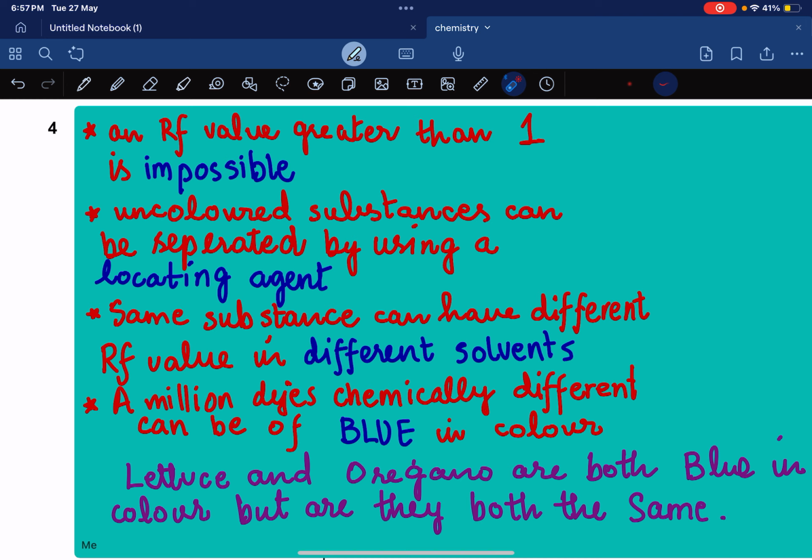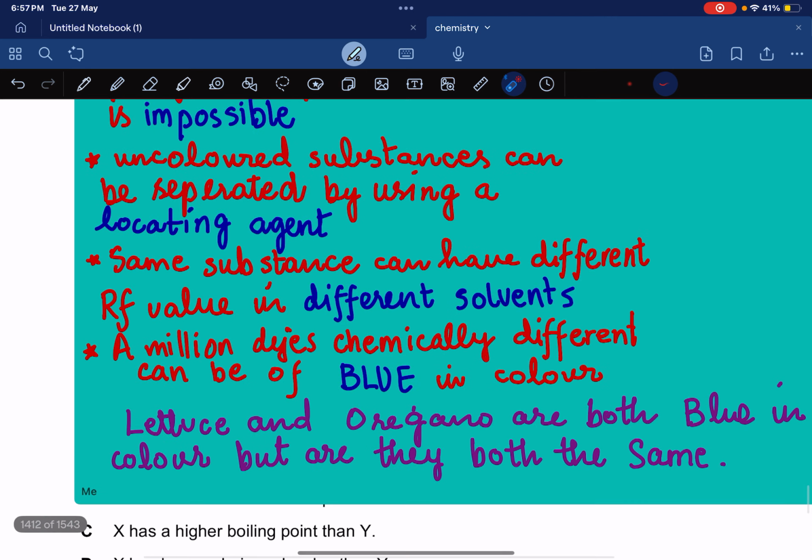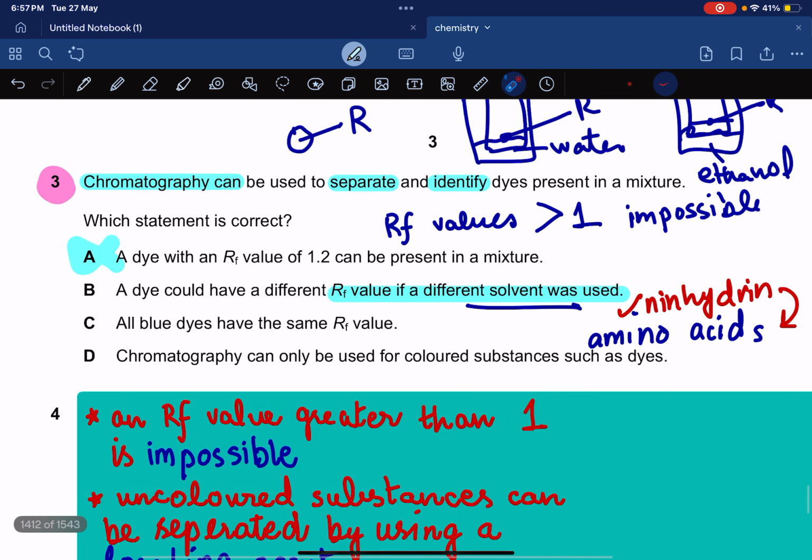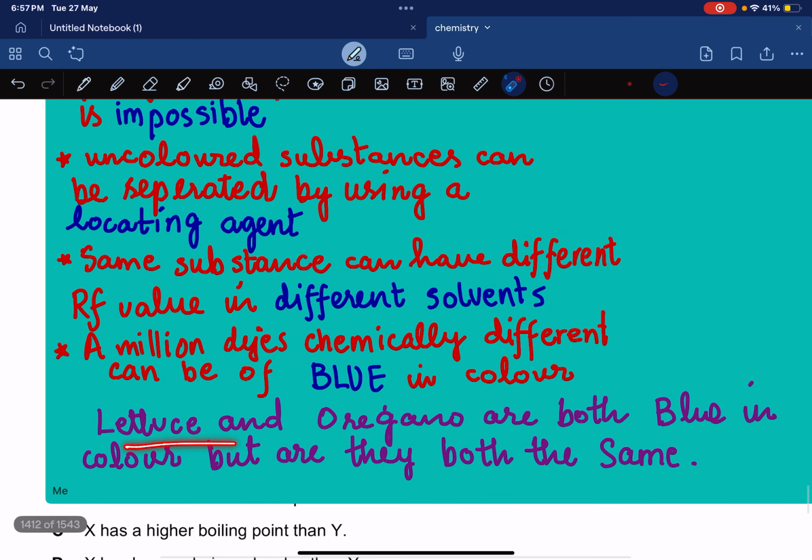The same substance will have a different RF value in water, a different one in an acid, a different one in an alcohol, or anything. And the fourth and most important thing, I guess, was that a million dyes, chemically different, can all be blue in color. So it's not necessary that all blue dyes have the same RF value. Color is not something that makes substances the same. For example, lettuce and oregano that's used for cooking, I guess, are both green in color.